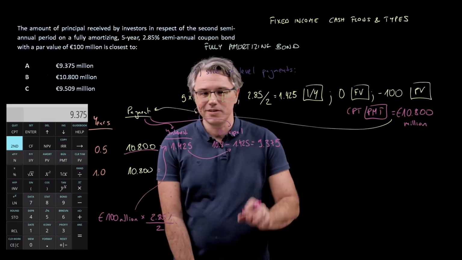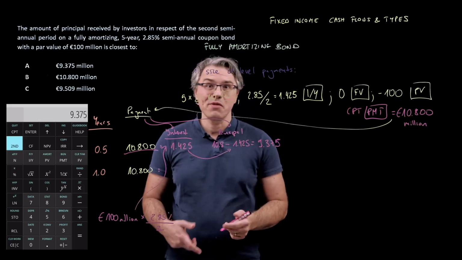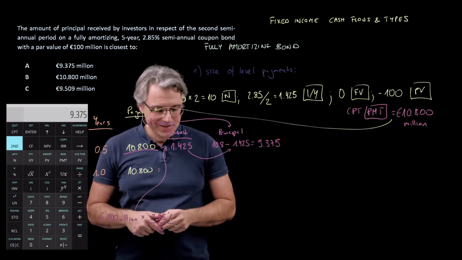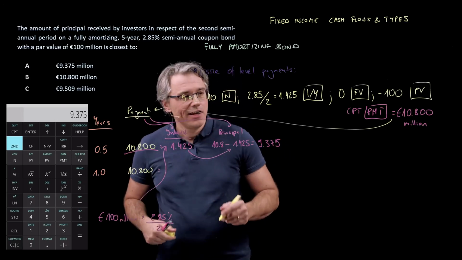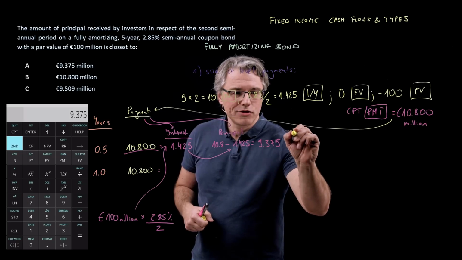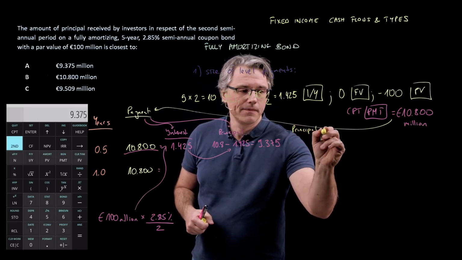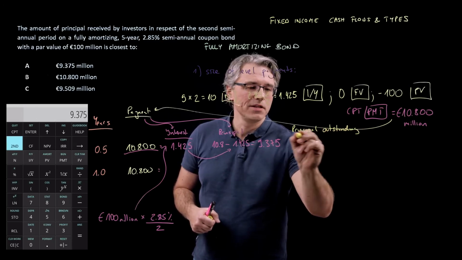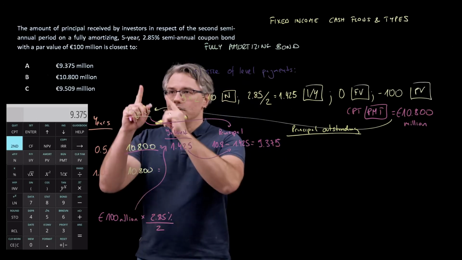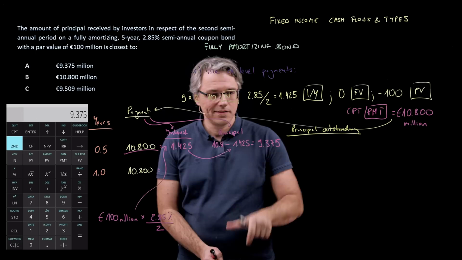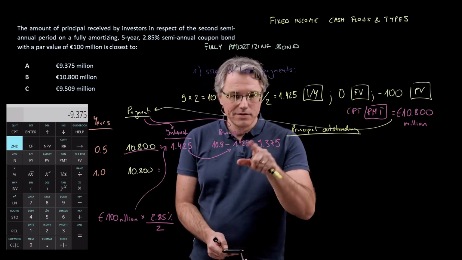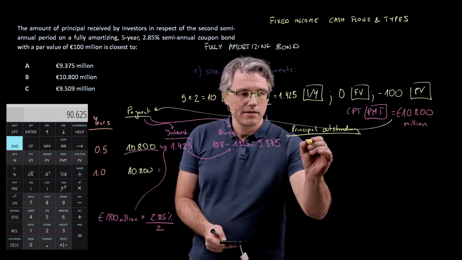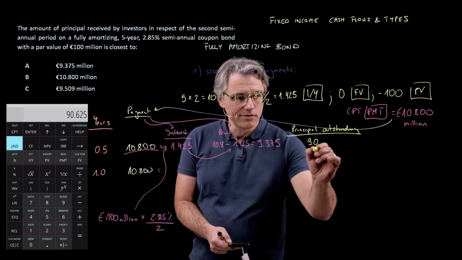And as you can see, that's one of the answers to the question. However, it's not the correct one, because this is the answer to a different question: how much principal gets repaid in respect of the first semi-annual period. We're asked for the second. So the thing now is to compute how much principal is still outstanding, how much still remains to be repaid. For that, you take the initial amount, 100, and deduct the amount of this repayment. We get 90.625.